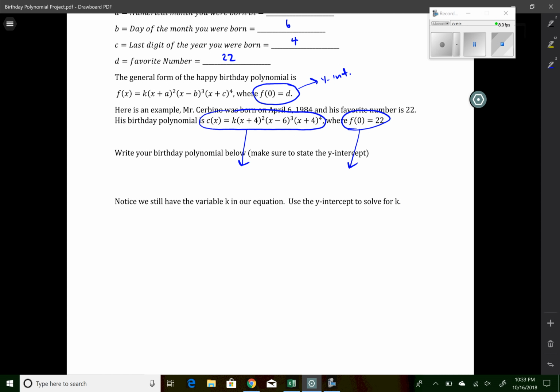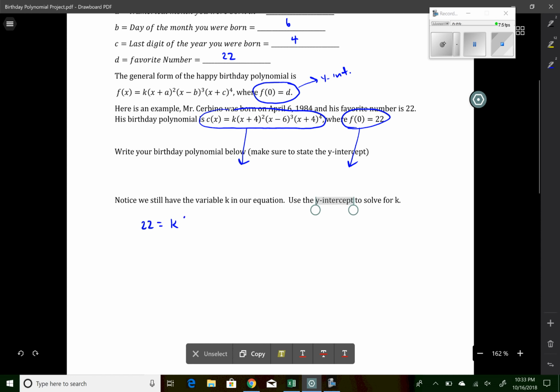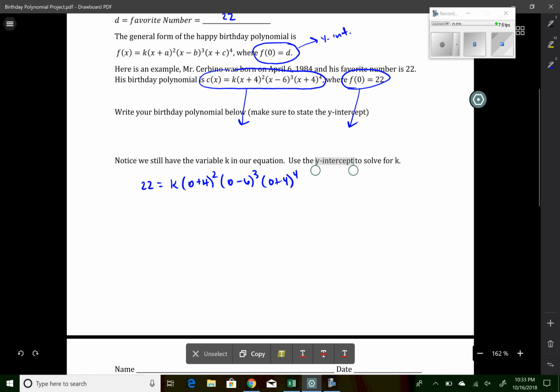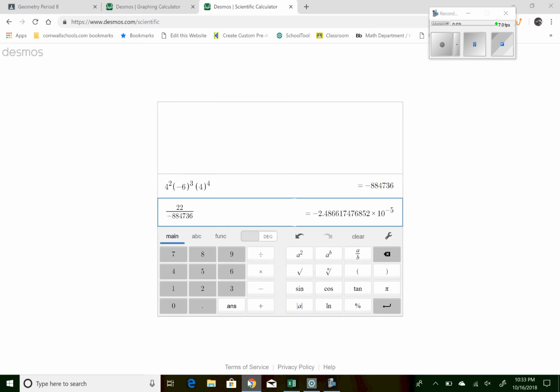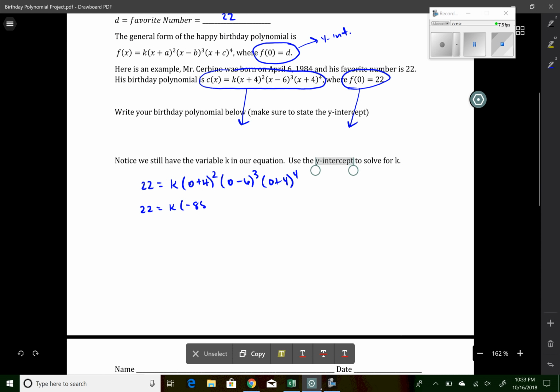So to figure out k, I'm going to plug in 0 for all the x's and 22 for f of x. So I'm going to have 22 is equal to k times 0 plus k squared times 0 minus 6 cubed times 0 plus 4 to the 4th power. Now, if I type all those numbers and parentheses into my calculator here, I'm still going to have this k, but I'm going to have this negative number. I forgot my graphing calculator, but luckily Desmos has this nice little scientific calculator. Just go to desmos.com/scientific, and that comes up. So I have negative 884,736. I want to get k by itself, so I'll just divide both sides by that large number.